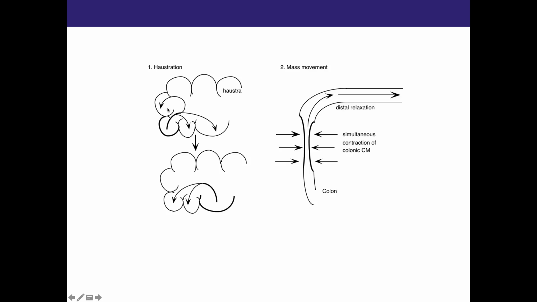And haustration, each one of the pouches individually contracts, right? Mixing and forming feces like big mud pies. That's gross, but true. All right, that's called haustration. Mass movement, you guys, when you start to feel that urge to go, is when the ascending colon contracts, and at the same time, the transverse colon relaxes. And that actually helps to push fecal matter down the line.